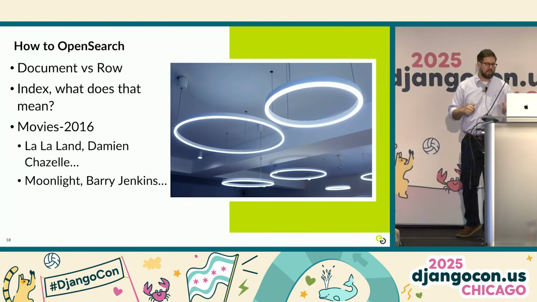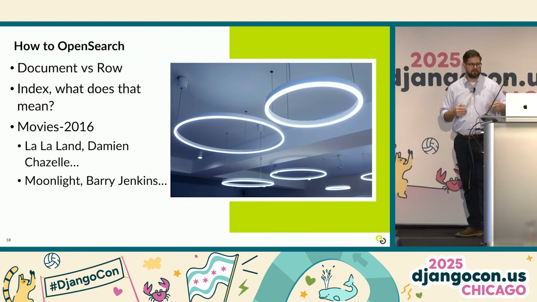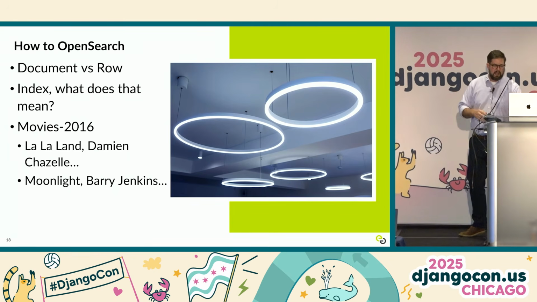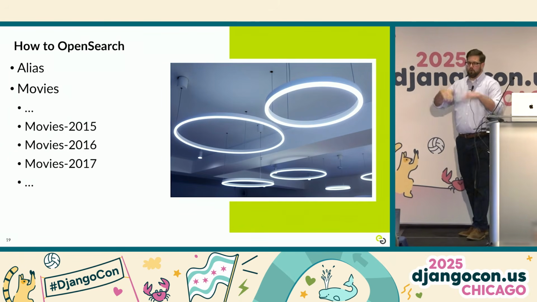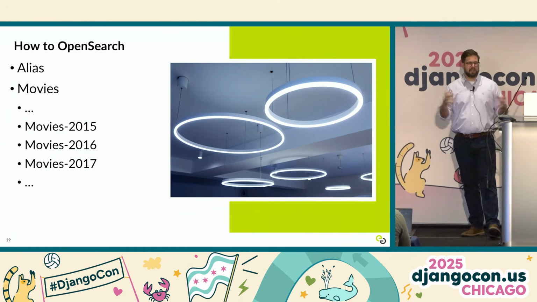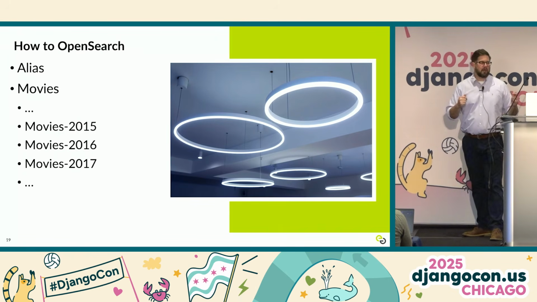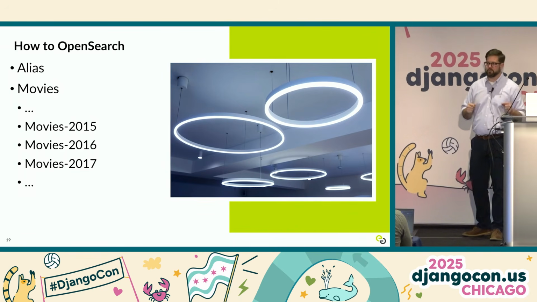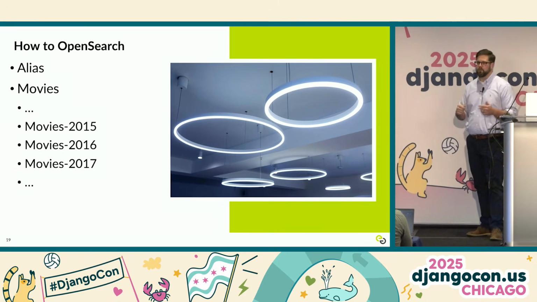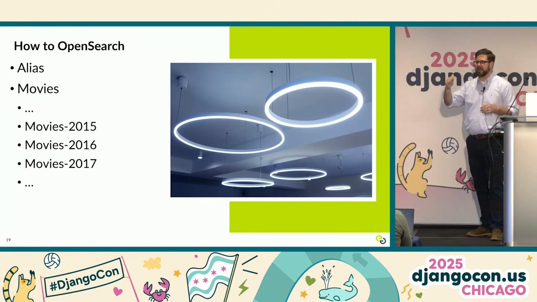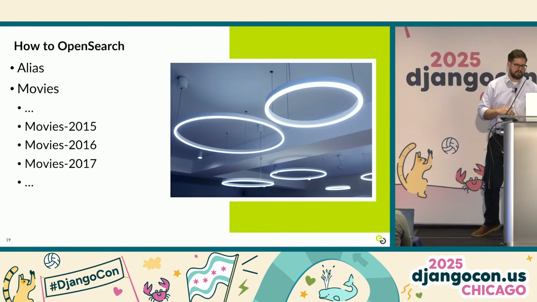in 2016. And so you would have a document, La La Land by Damien Chazelle. You would have another document for Moonlight by Barry Jenkins. And then if you wanted to search across all of your movies, you would have an alias that collects all of those indices together. So an alias is a collection of indices. An alias does not necessarily have to be all of your indices related to a specific type. So you might also have movies 2010s where you would have movies 2010, movies 2011, et cetera. So you may have decadal indices there.